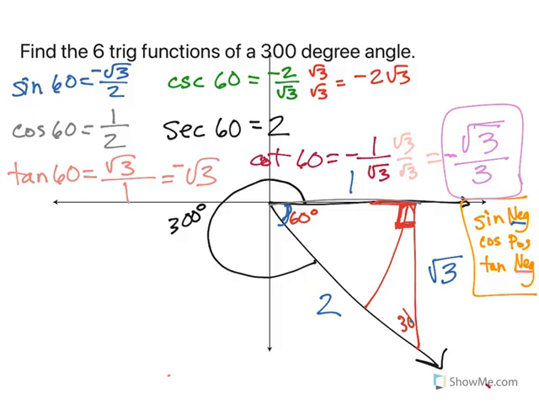So the reference angles allow you a nice, easy way, right? We know 30, 60, 90 right triangles easily. So by turning that 300 degrees into a 60 degree, it makes everything just a little bit easier.